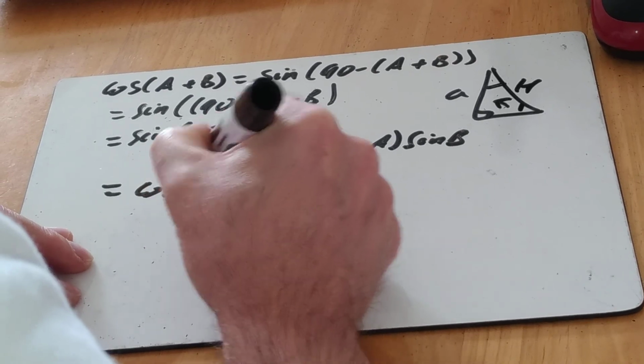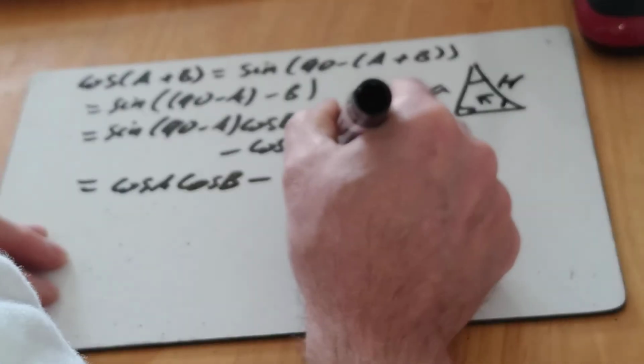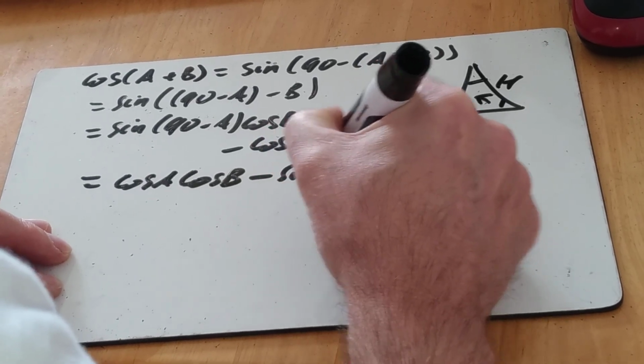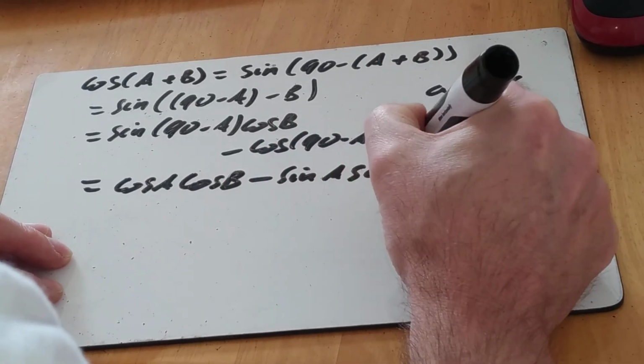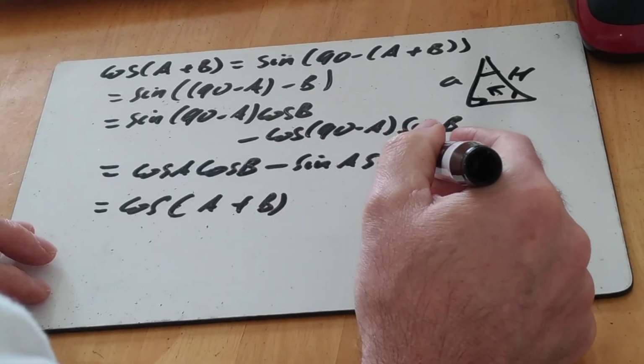And we know that sine 90 minus A is exactly the same as cos A. So I get cos A cos B minus, and then cos 90 minus A is the same as sine A sine B. And that's cos of a sum. So cos of A plus B is cos A cos B minus sine A sine B.